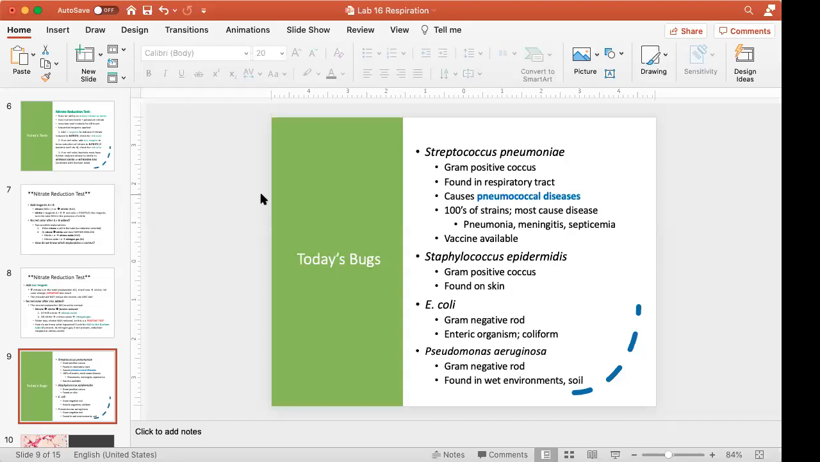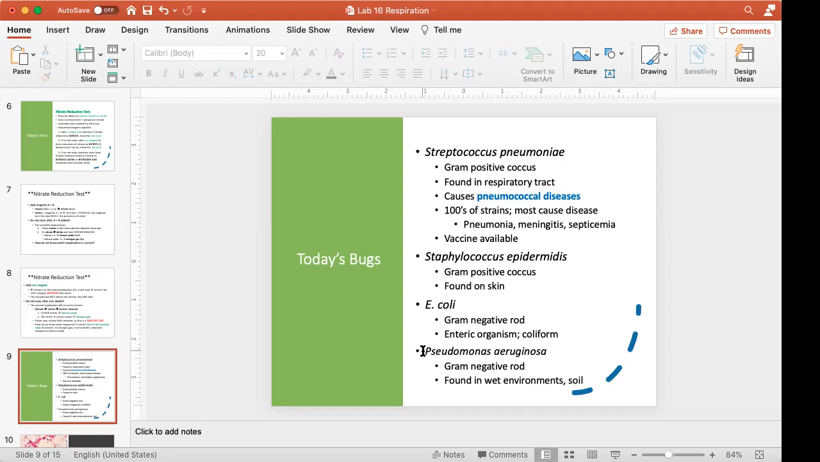All right, let's do an experiment. Let's look at some bugs. We're going to use 4 different microbes today. We're going to use our old friend Staphylococcus epidermidis. Remember, this is a gram-positive coccus that lives on our skin, and some strains are pathogenic. Our old friend E. coli, gram-negative rod. E. coli lives in the intestine, which is why it's sometimes called a fecal or an enteric organism. E. coli is also a coliform because it can ferment lactose.